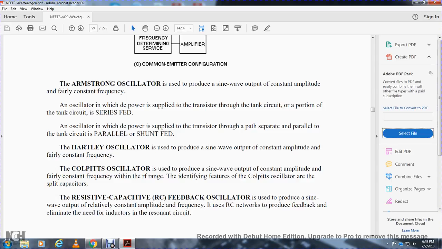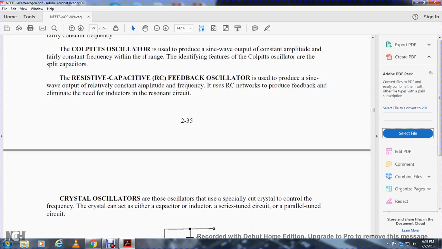The Hartley oscillator is used to provide a sine wave output with a constant amplitude and fairly constant frequency. The Colpitts oscillator is used to produce a sine wave output with a constant amplitude and very constant frequency in the radio frequency range. The identifying feature of the Colpitts oscillator is the split capacitors. The resistor-capacitor feedback oscillator is used to produce a sine wave output with relatively constant amplitude and frequency, using a resistor-capacitor network to produce feedback and eliminate the need for an inductor in the resonant circuit.